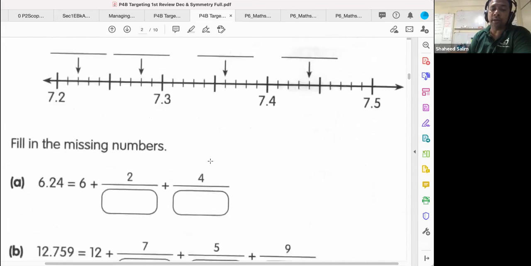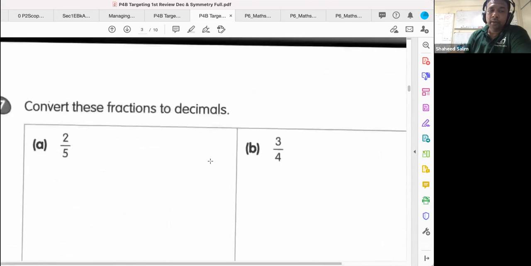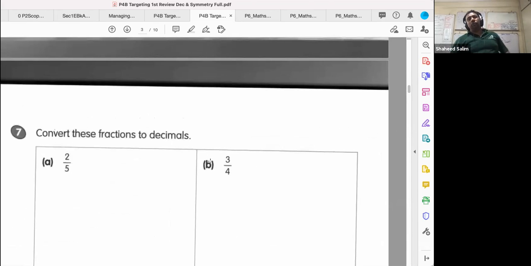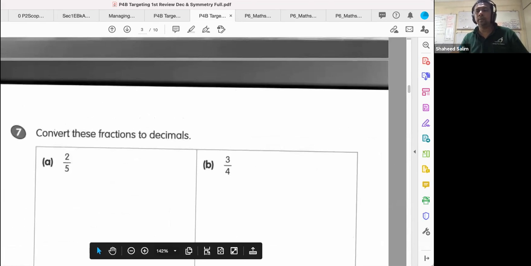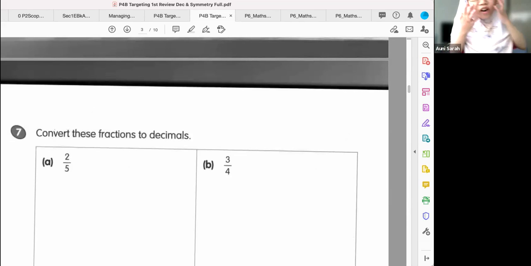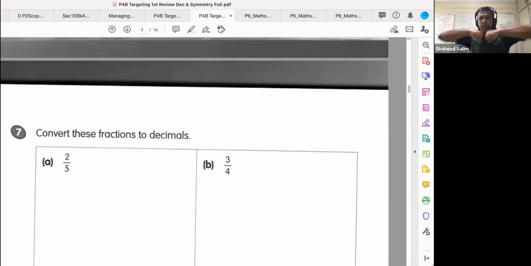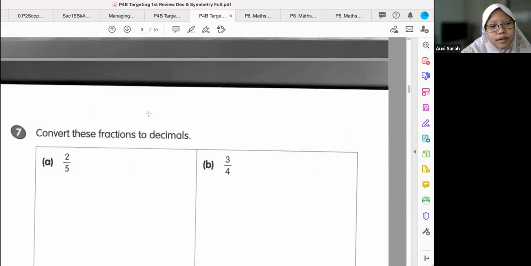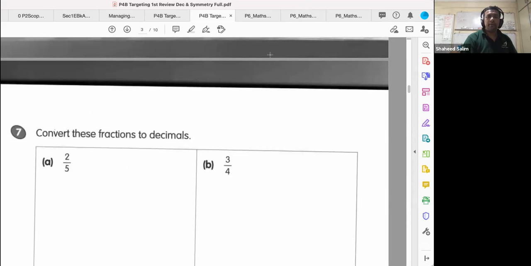We try the next one, you know already, right? Can you convert these two fractions to decimal? What? Can't convert these fractions to decimals. Yes, you can do it. How do we do this? You change it to 10 first or 100. So change to 10 now here. Change to 10.